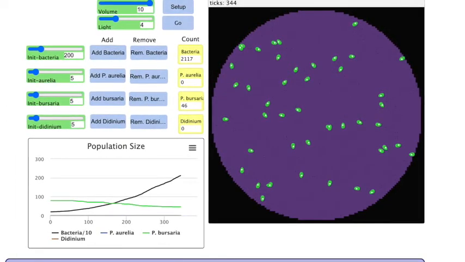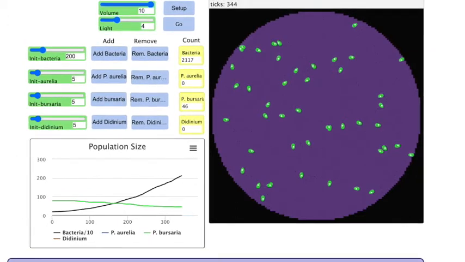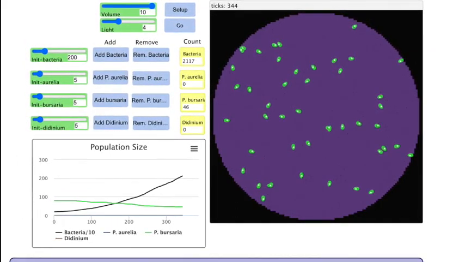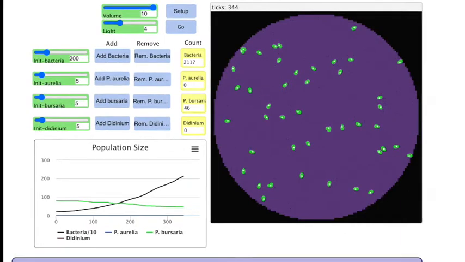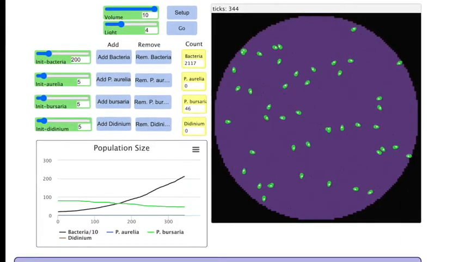After just 344 ticks, the bacteria was up to 2,117 and the Berseria was down to 46.